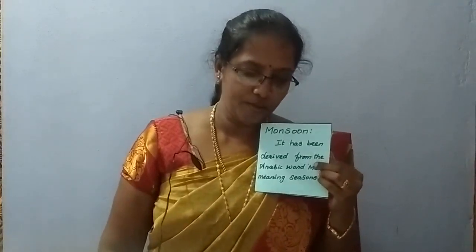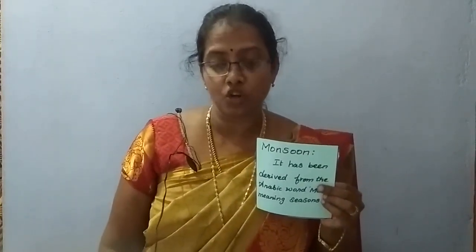Okay, the next one: monsoons are a complex meteorological phenomenon. You can underline that whole sentence. What is the meaning of that? We cannot predict anything, because sometimes we may get rainfall, sometimes we may not get rainfall. So that's what they are telling.